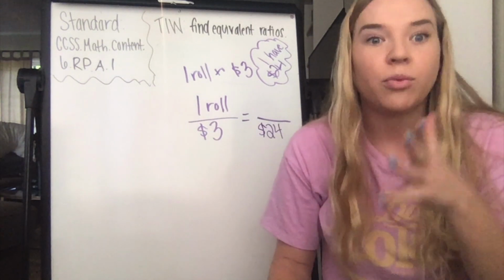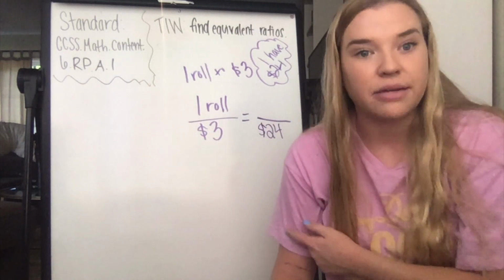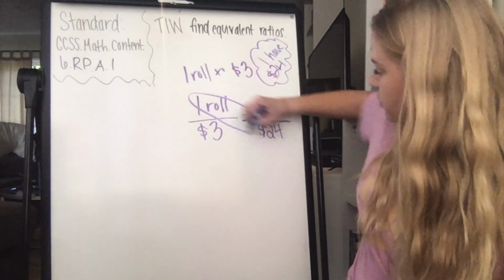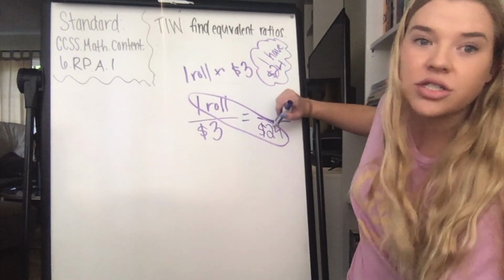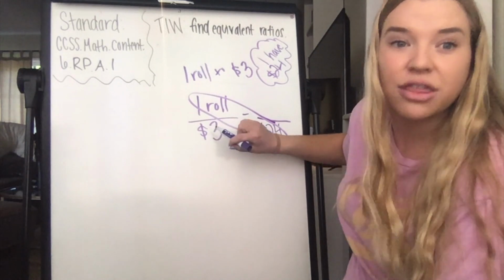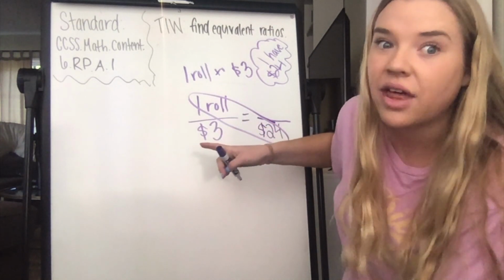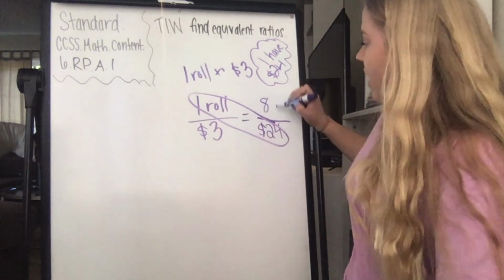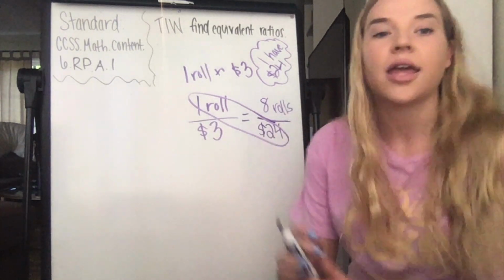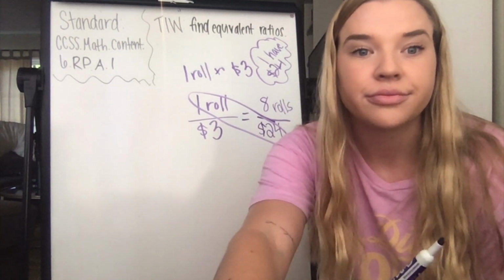And now this step we know how to do. We multiply across and we divide by what's left. So I'm going to multiply one roll times $24 is 24, divided by 3, because remember I still have to do that last step, is 8. So that means that with my money, I can buy 8 rolls of toilet paper.